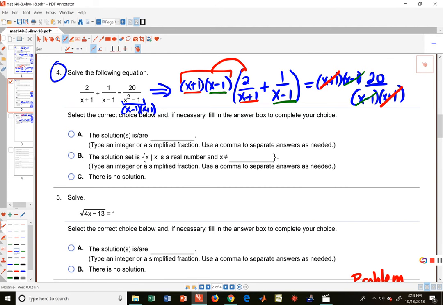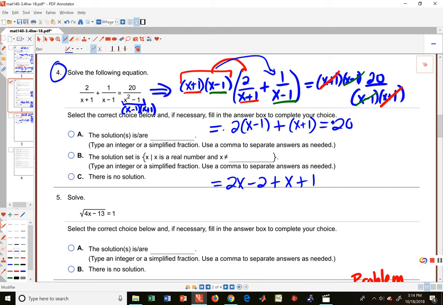So what do we have in the end? The 2 hangs around, and we still have an x minus 1, and then the 1 hangs around, but just multiplying, and so the x minus 1 goes away, so you're left with x plus 1. And then the right-hand side just has a 20. And so now we have a linear equation. So you've got to distribute. There's not much to do with that second one. He just drops those parentheses. There's nothing to distribute.